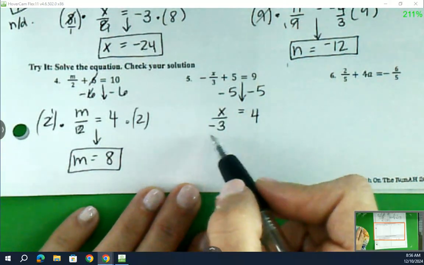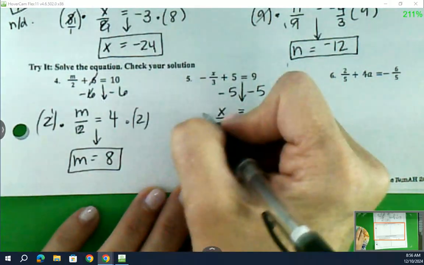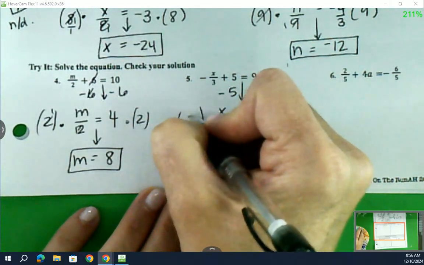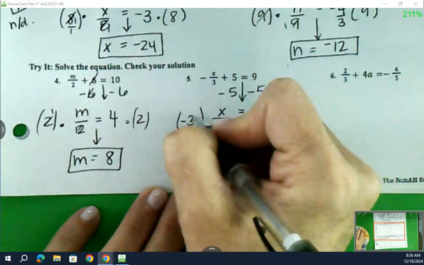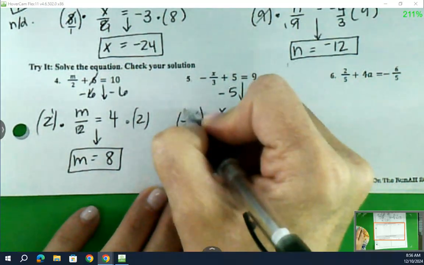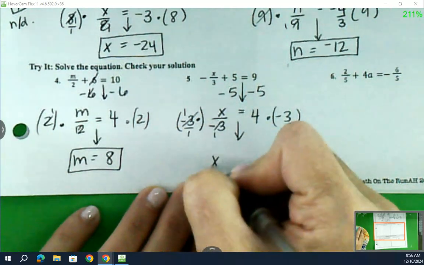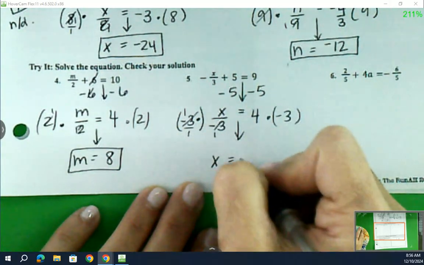So to undo a negative division of negative 3, I'm going to multiply both sides by a negative 3. And that way I get my cross-canceling here of 1s. And 1 times x is x. And 4 times negative 3 is negative 12.